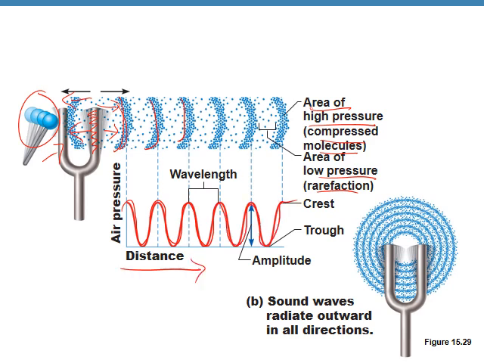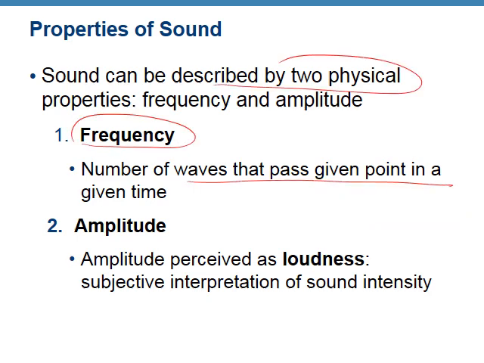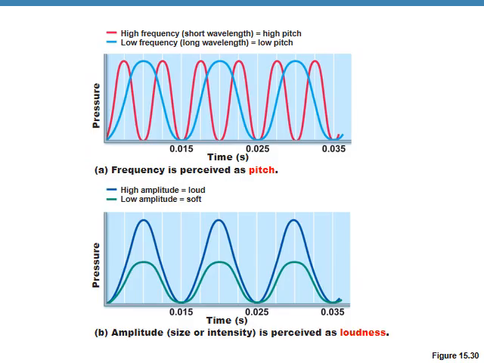You can see, we can look at distance, we can look at amplitude, and you can see that sound waves radiate out from the source. This makes sense. The closer you stand to a speaker, the louder it is, right? Sound can be described in two different ways. You can look at frequency, the number of waves that pass a given point, and then the amplitude. Are they little waves, or are they large waves? Usually amplitude is what we perceive as loudness.